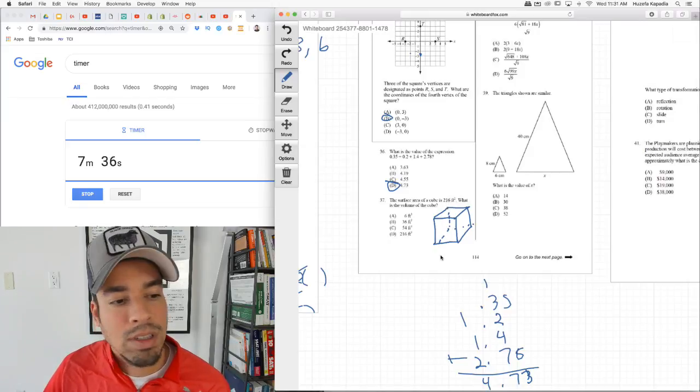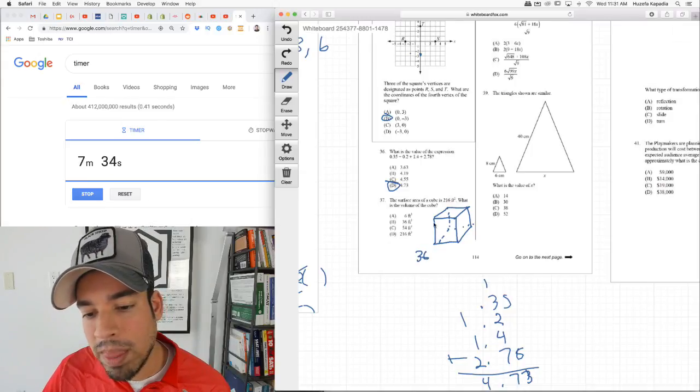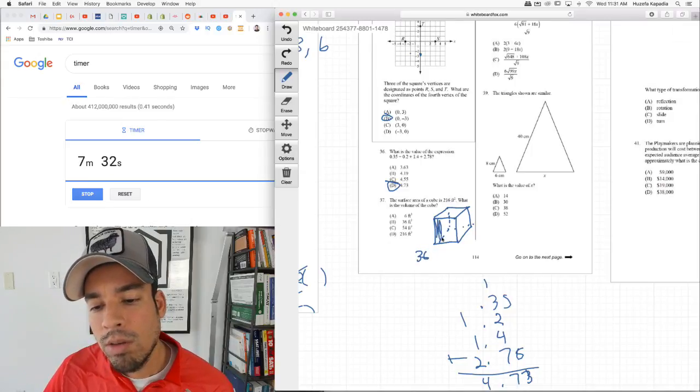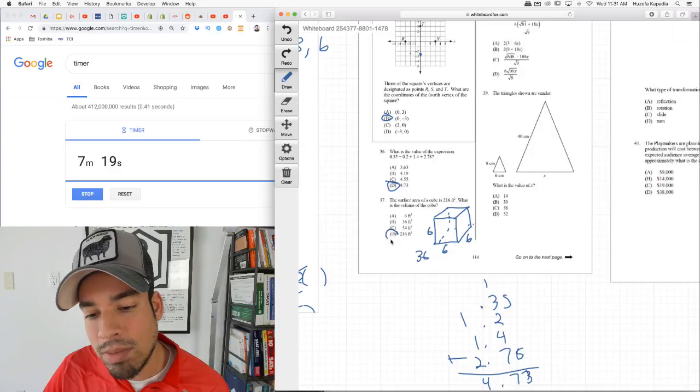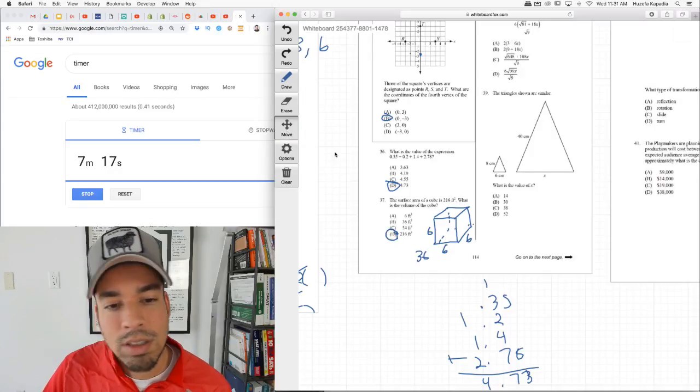216 divided by 6, I know, is 36, okay? Which means that the area of one side is 36, which means that the cube has to be 6 by 6 because it's all equal sides. 6 by 6 gives me that area. And then what's the volume of the cube? Well, all the sides are equal, so 6 times 6 times 6. Guess what? That happens to be the same thing, which is 216 cubic feet.